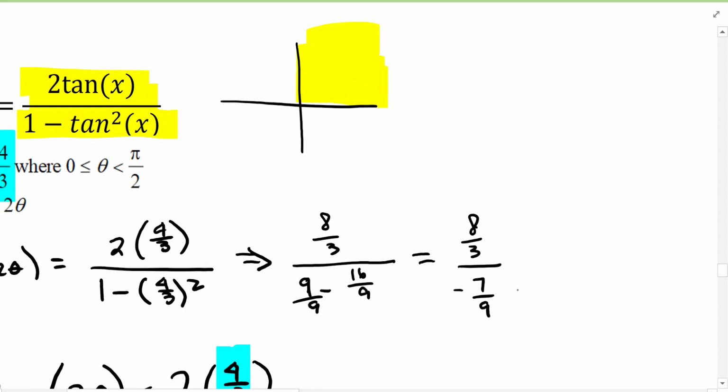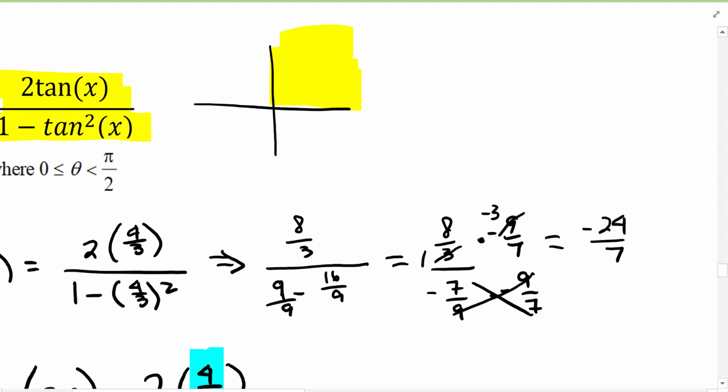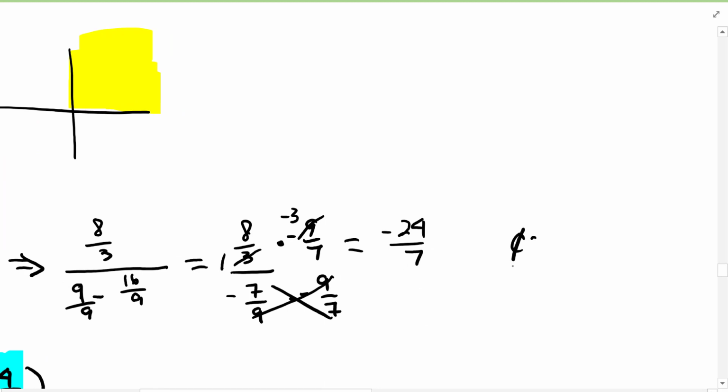We don't want a complex fraction, so we're going to multiply top and bottom by negative 9/7. And then those cancel. And then think about your algebra. Diagonally, these will cancel. 3 goes into 3 once. 3 goes into negative 9, negative 3 times, and multiply straight across. 8 times negative 3 is negative 24. 1 times 7 is 7. Therefore, the tangent of 2 theta, or 2x, is equal to negative 24/7.